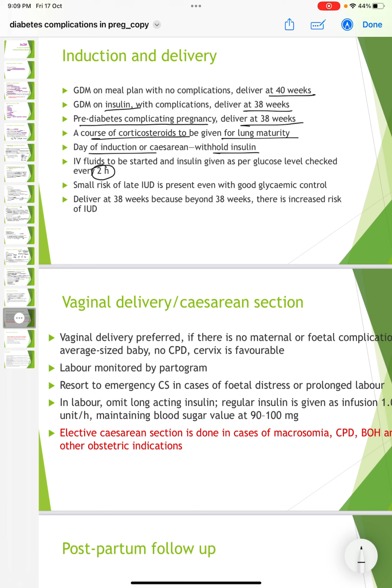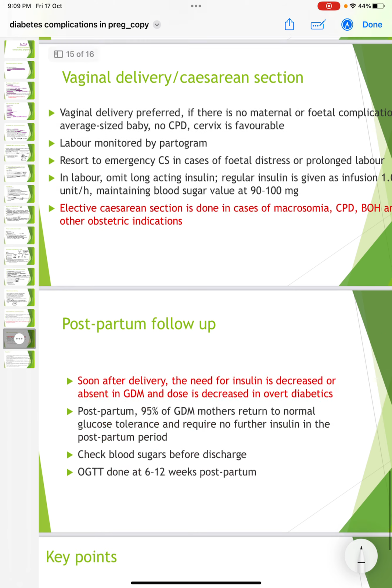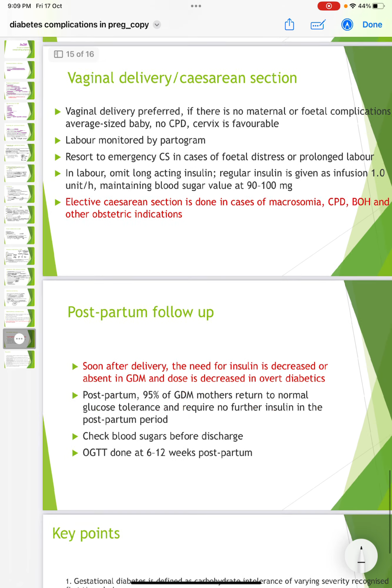Glucose has to be checked every 2 hours and IV fluid has to be given. Risk of IUD has to be explained. If there is good glycemic control, IUD risk is less. Not beyond 38 weeks because there is our enemy, that is IUD. So vaginal delivery is not a contraindication.